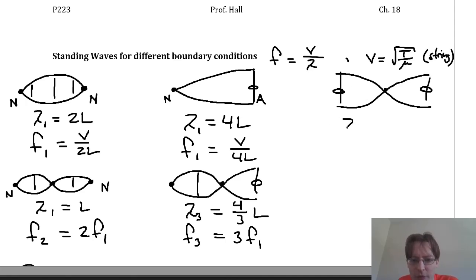What's the wavelength in this case? Well, this is exactly half of a wavelength that's on the string. In other words, the wavelength is 2L. The frequency then is just V over 2L, just like it was for the node-node situation.